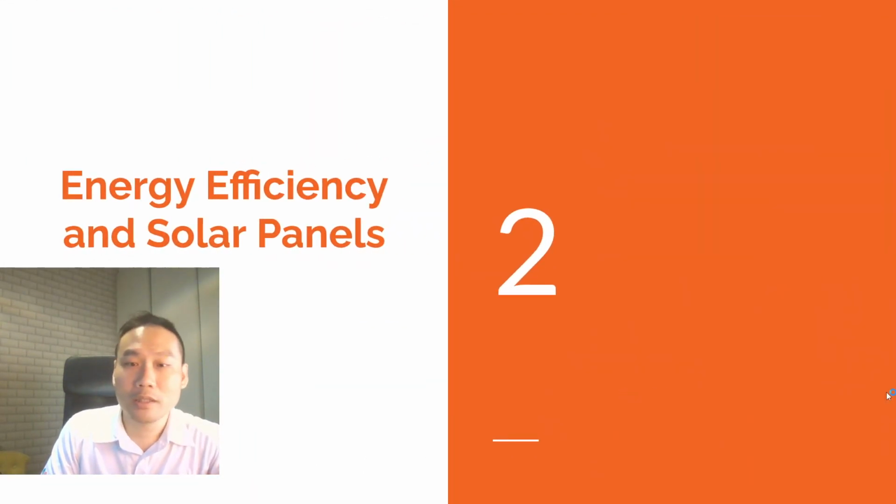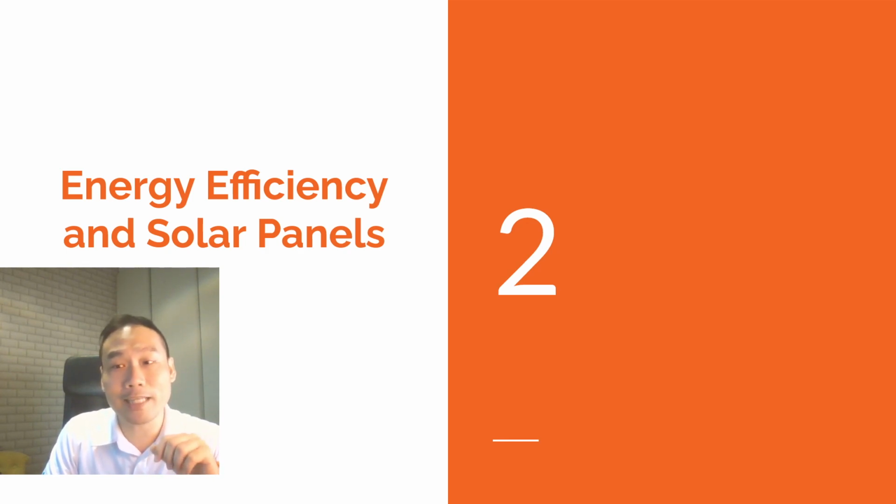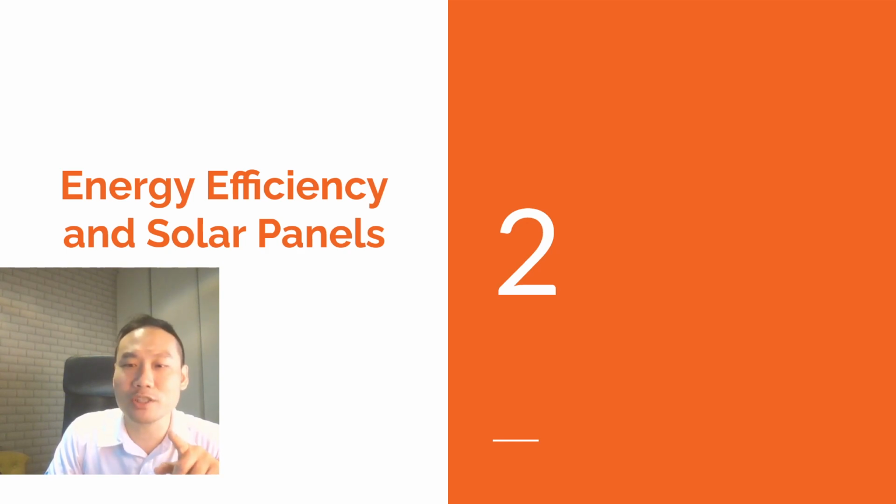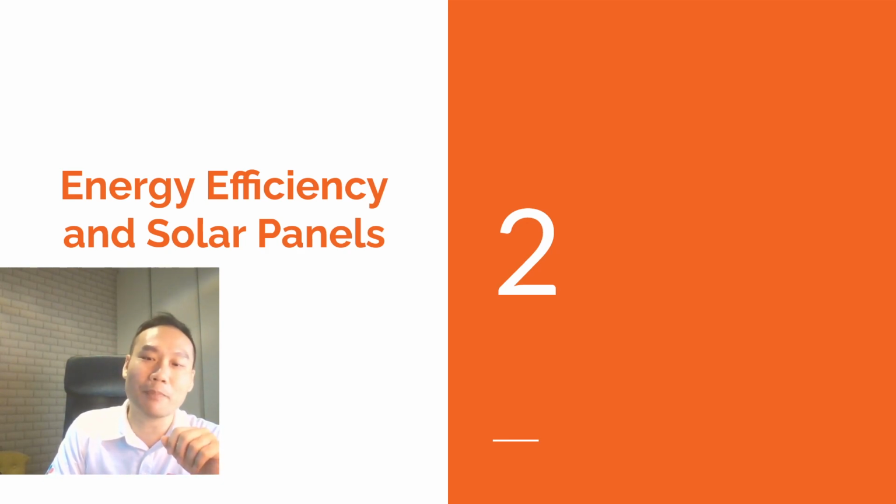Number 2. Energy efficiency and solar panels. If you have seen solar panels on rooftops, you might have noticed that they are often tilted at a certain angle. This angle is carefully chosen to maximize the amount of sunlight the panels receive. The gradient of the angle affects how much sunlight is captured, which in turn affects the efficiency of the solar panels in generating electricity.